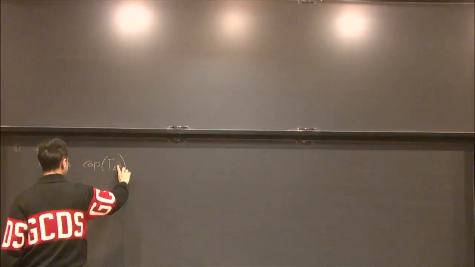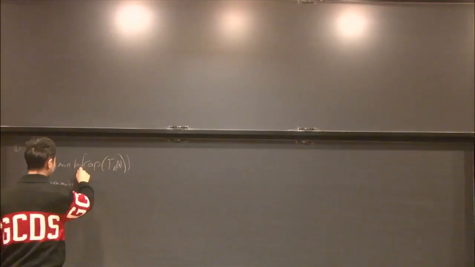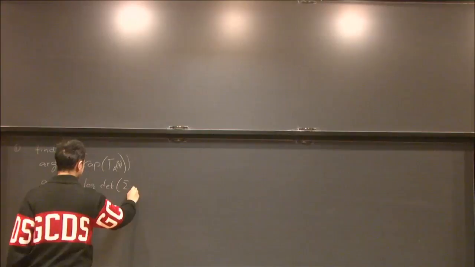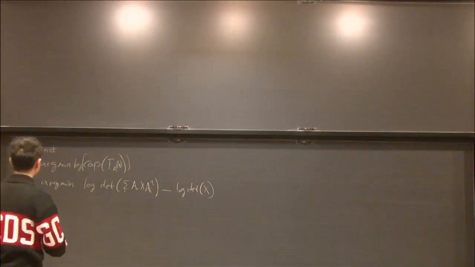Which is arg min of, let's say I can put a log here because log is monotone. So which is arg min of log determinant of summation over i of A_i X A_i dagger minus log of determinant of X. So first of all, I need to find the arg min up to epsilon.